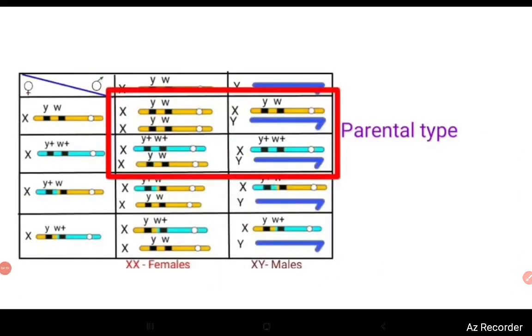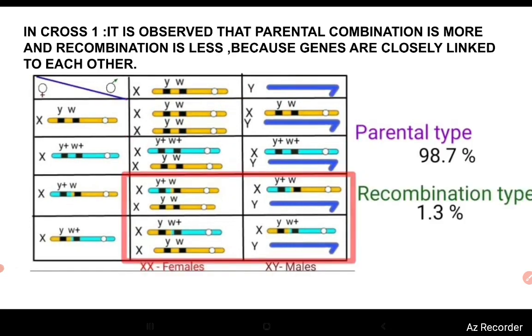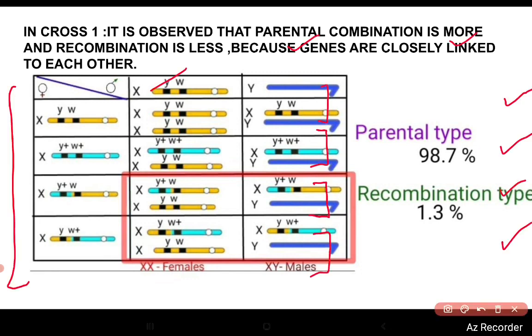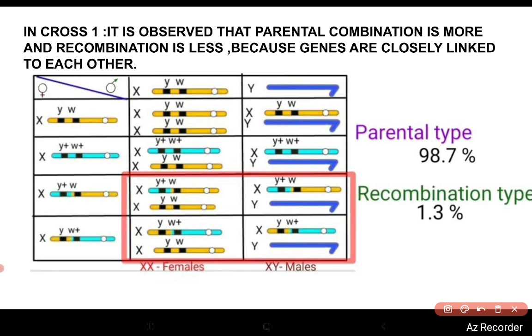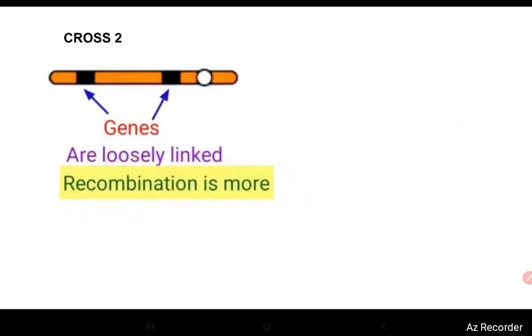So here the first 4 are the parental combinations and the next 4 are the recombinants. So it is observed that parental combinations are more and recombinations are fewer because the genes are closely linked to each other, and because of these linked genes, new combinations are not formed. Parental combinations are 98.7 and recombinants are only 1.3.